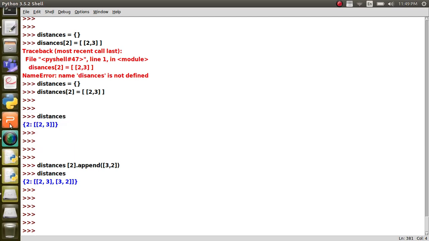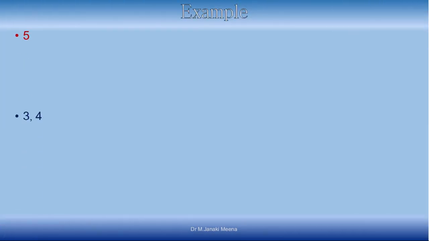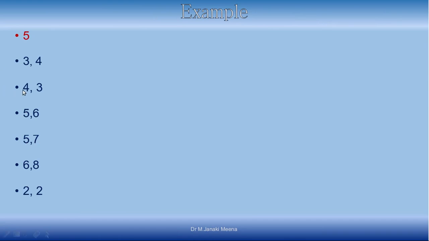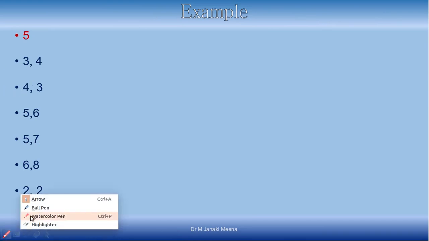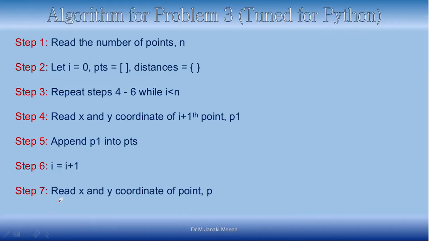Now with this idea, we will look into the algorithm. This is just an example, the example I have given in the question. When you are given 5 points like this, 3,4, 4,3, 5,6, 5,7, 6,8, and the point that you are going to analyze is 2 comma 2, then you will have 2 values here, actually 3 comma 4 and 4 comma 3. Both are equidistant from this 2 comma 2 and both will be having the minimum distance. So these 2 points will be having the minimum distance from this 2 comma 2. Now let us look at the algorithm.